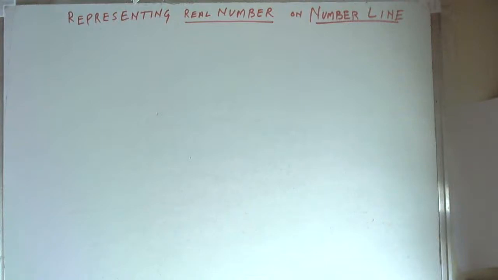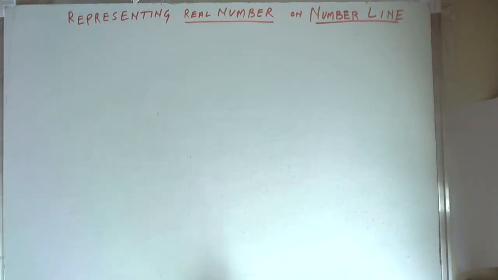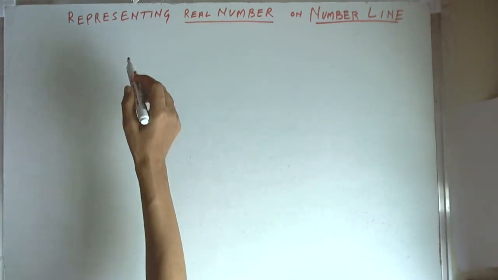In this video, we will continue our discussion of representing real numbers on the number line. We will learn how to represent irrational numbers on the number line, and also how to find equidistant points between two given points. So, first let us take the equidistant points.